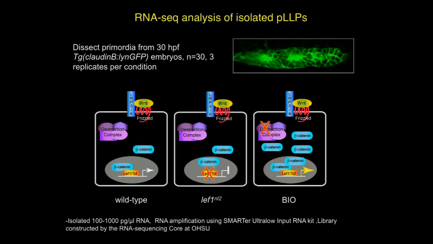So to do this, I undertook an RNA sequencing screen to compare wild-type embryos to LEF1 mutants, as well as embryos in which Wnt signaling had been overactivated using the pharmacological chemical BIO, which leads to loss of the destruction complex and accumulation of beta-catenin and Wnt activation. In the absence of a good specific marker for the lateral line primordium, I manually dissected out primordia from collections of embryos and performed RNA sequencing on these isolated primordia.